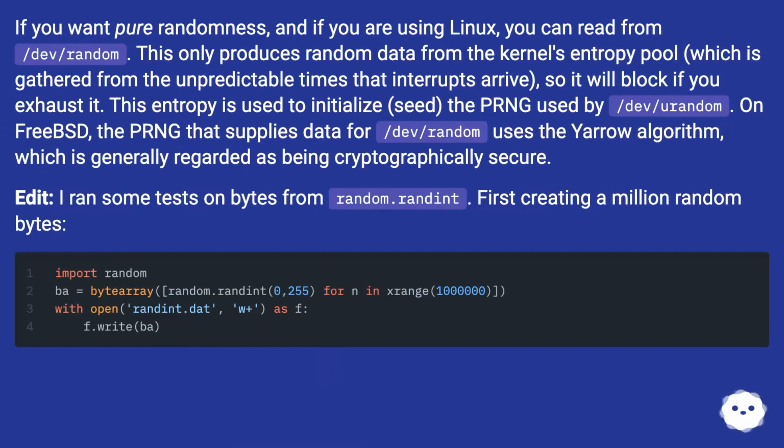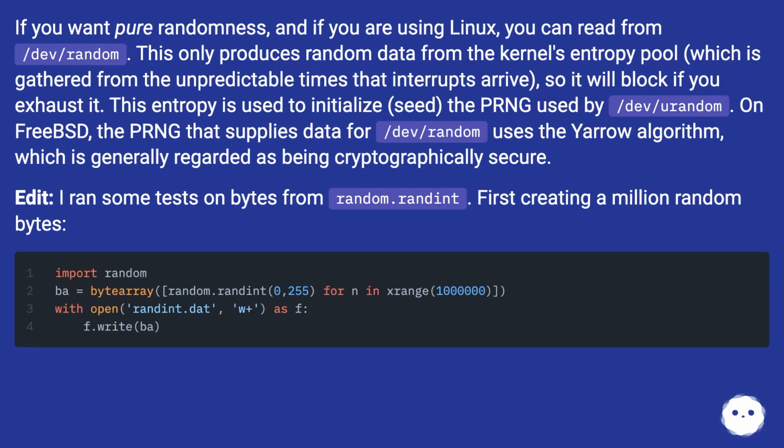If you want pure randomness, and if you are using Linux, you can read from /dev/random. This only produces random data from the kernel's entropy pool, which is gathered from the unpredictable times that interrupts arrive, so it will block if you exhaust it. This entropy is used to initialize, seed, the PRNG used by /dev/urandom. On FreeBSD, the PRNG that supplies data for /dev/random uses the Yarrow algorithm, which is generally regarded as being cryptographically secure.